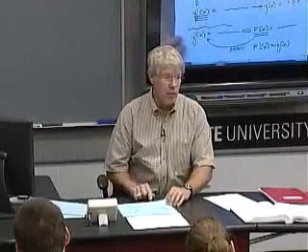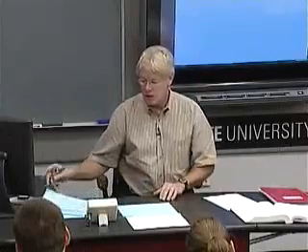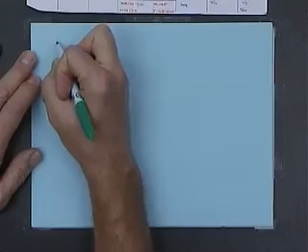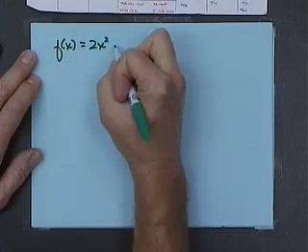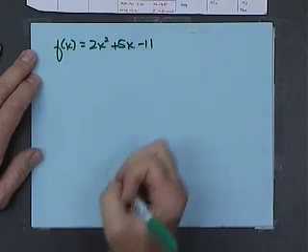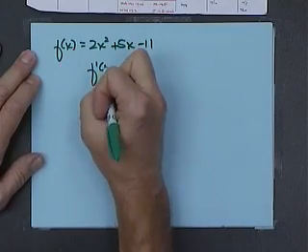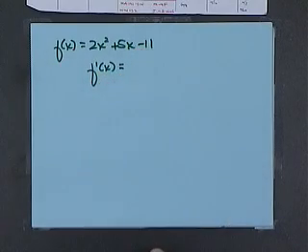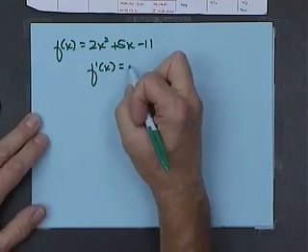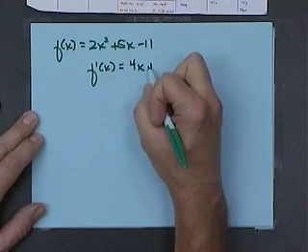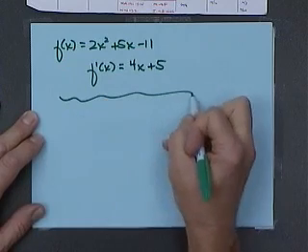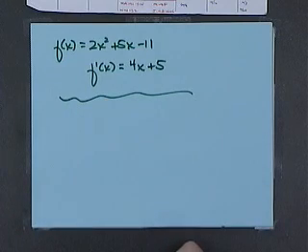Now, there are some inherent problems in this. You can probably think of them. Let's say that we started with a function 2x squared plus 5x minus 11, and prior to this section we were finding derivatives and using derivatives. So if that is our function, what is the derivative? 4x plus 5.